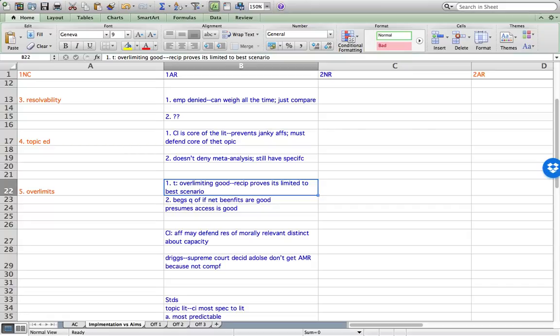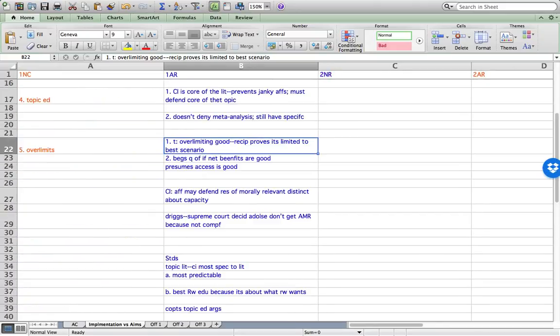I see. Can you remind me what the text of your counterinterp was? I have it flowed as AF may defend res of morally relevant distinction about capacity, rather than the Driggs card. I see. I don't know. I think that might be a reason why you might want to rephrase the counter-interp to help you on the limits debate. But that's up to you.